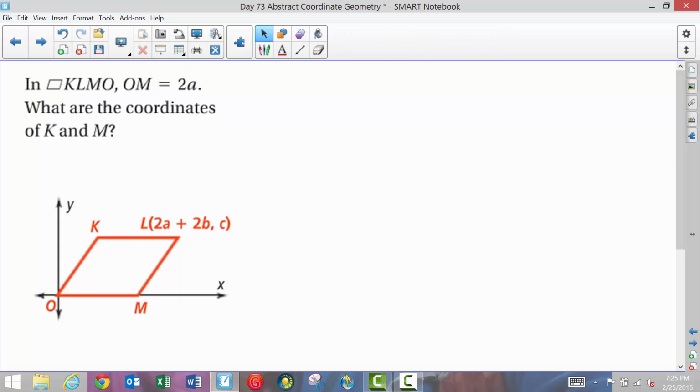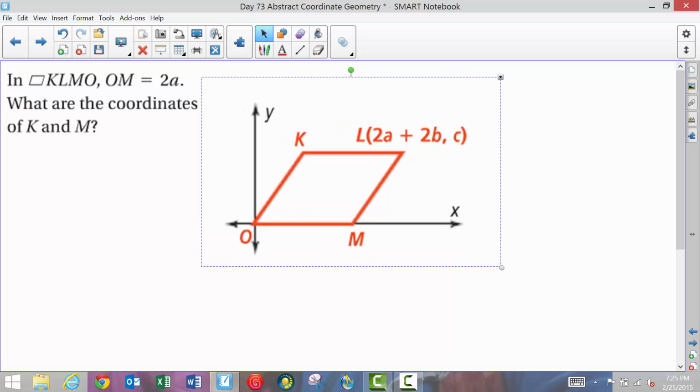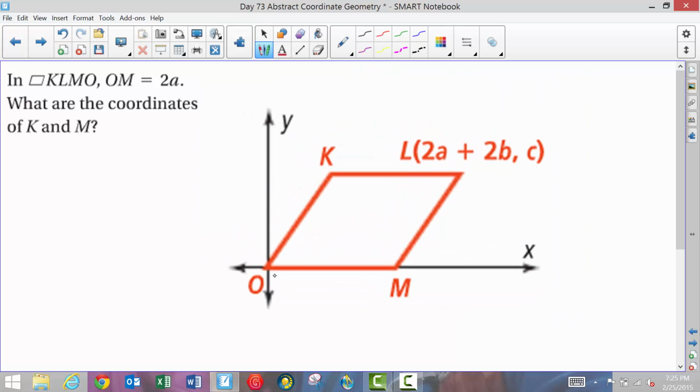Last example, I have a parallelogram, KLMO. O is at the origin, so O is at 0, 0. I know from O to M is 2A, so M is 2A, comma, 0. Therefore, I know that from K to L is also 2A. How do I know that? Well, opposite sides in a parallelogram are congruent. Now I need to find the coordinates of K.